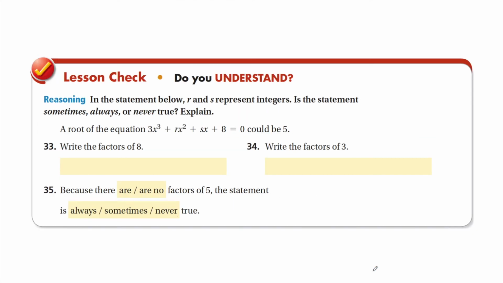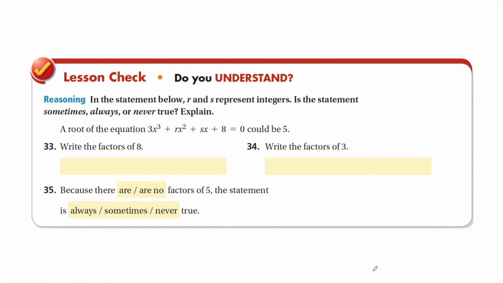And we made it, guys, to the lesson check. Let's get through this real quick. So, in the statement below, r and s represent integers. Is the statement sometimes, always, or never true? And can you explain? Well, a root of the equation 3x to the third plus rx squared plus sx plus 8 equals 0 could be 5.